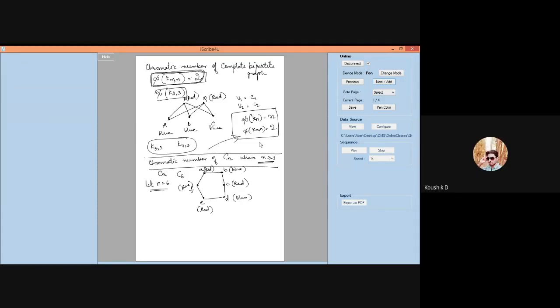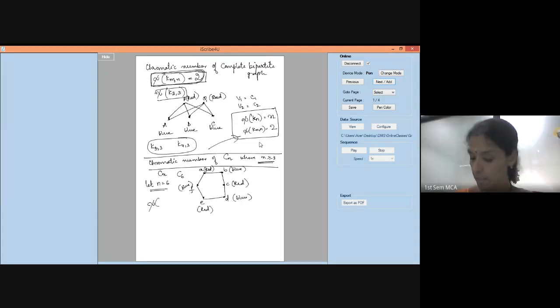So the chromatic number of C6 is 2. I am only taking B. What is it that we have to find out? What is the chromatic number of Cn, where n is any number greater than or equal to 3? I am taking some general cases to see what is happening.